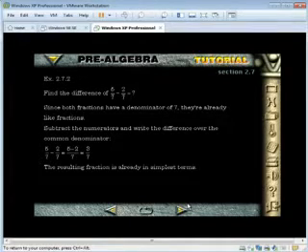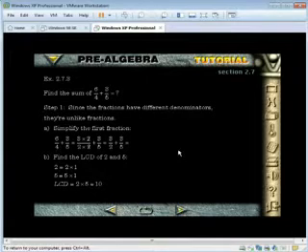Example 2.7.2. Find the difference of 5/7 minus 2/7. Since both fractions have a denominator of 7, they're already like fractions. Subtract the numerators and write the difference over the common denominator. 5/7 minus 2/7 equals 5 minus 2 over 7 equals 3/7. The resulting fraction is already in simplest terms.